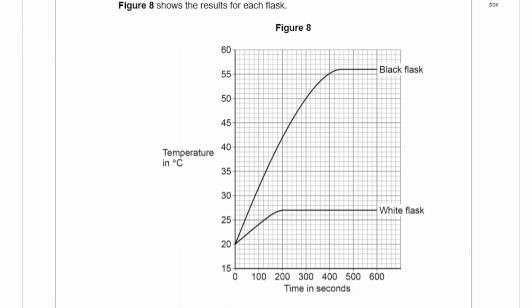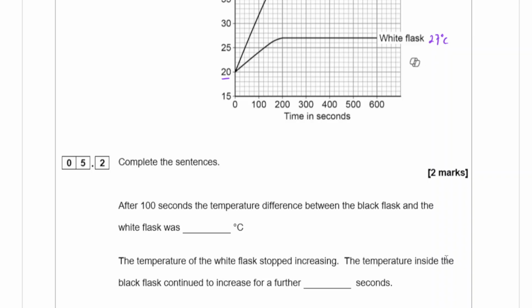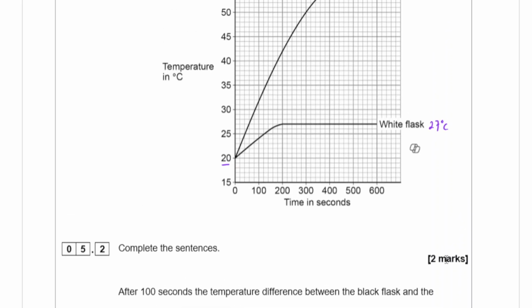So you've got the black flask, they're both starting at 20, as they said. Black flask has gone up to 56 degrees Celsius. The white one has gone up to 27 degrees Celsius. Complete the sentence. After 100 seconds, the temperature difference between the black flask and the white flask was... So at 100, the white flask is 26 and the black flask is 31.5.